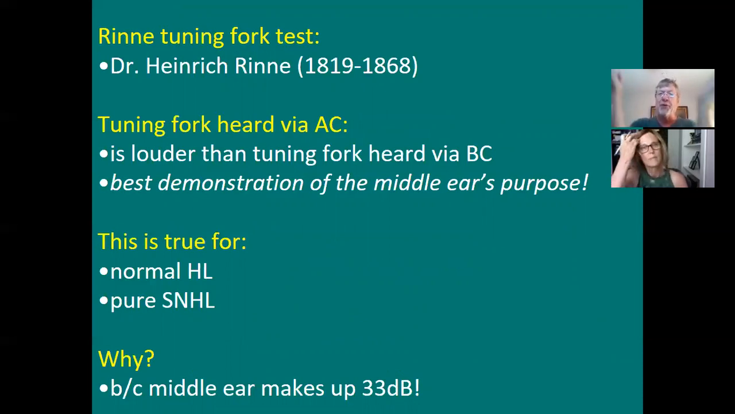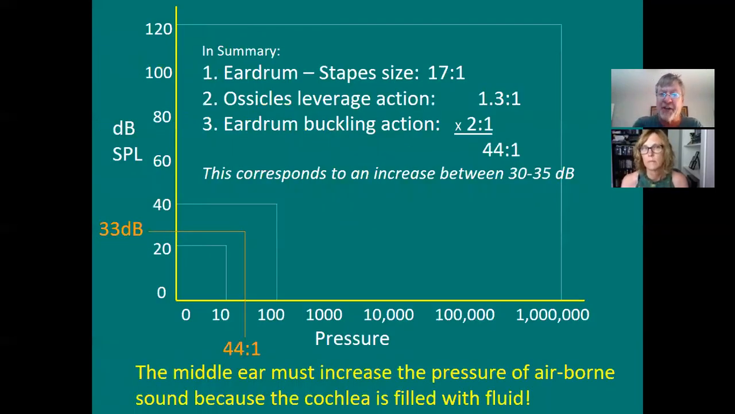So when you think of the tuning fork test that we covered 2 weeks ago, and you take the tuning fork and you go thung, and you put it on your mastoid bone and you hear it, and then you hold it by the ear and it gets way louder, that is a demonstration of exactly this. That's a demonstration of how the middle ear increases sound pressure. Ding a tuning fork, hold it against the mastoid, listen to it, hear how loud it is, and now hold it by your ear and it's way louder. That's the 35 dB given by the middle ear.